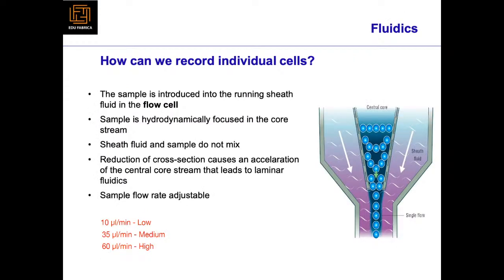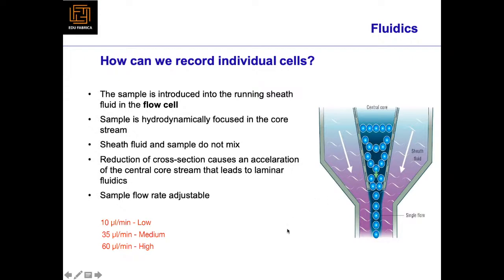So how do we record these individual cells? The sample is first introduced into the running sheath fluid in the flow cell. So you have your samples, all the central core samples are there, and sheath fluid and samples do not mix. Reduction of cross section causes an acceleration of the central core that leads to laminar flow. And sample flow is adjustable. So you can see like this, they become single file afterwards, and the sheath fluid is going on like so.